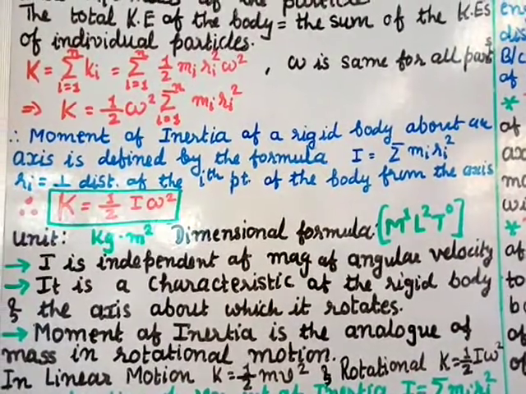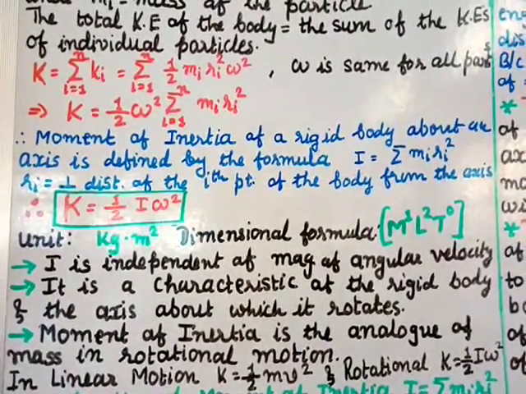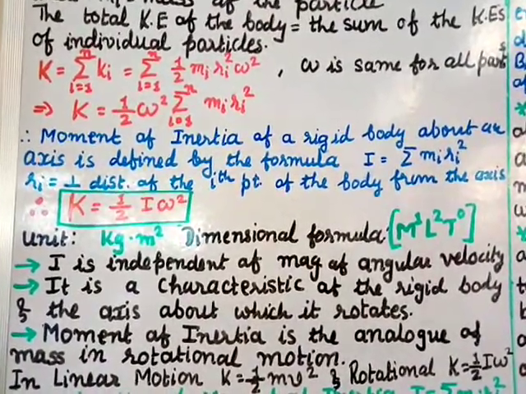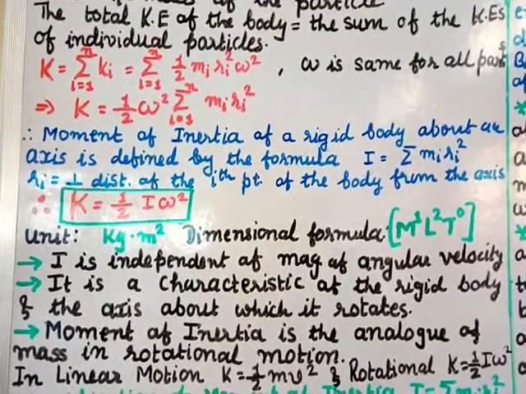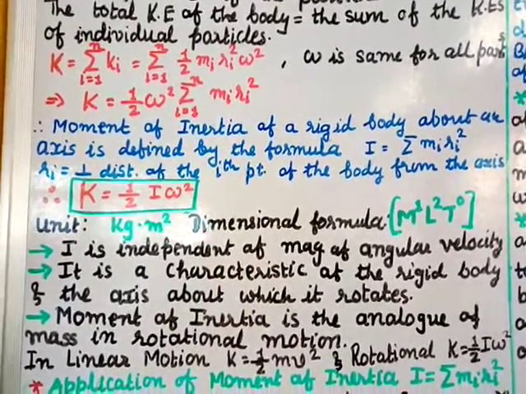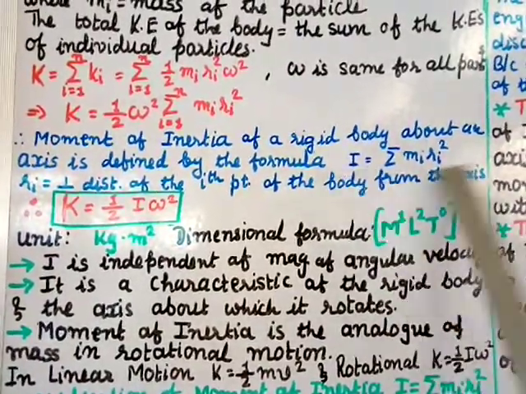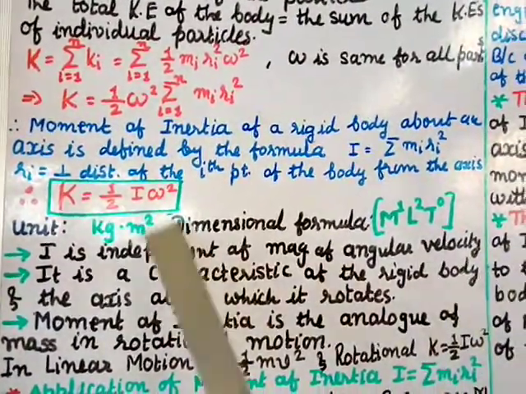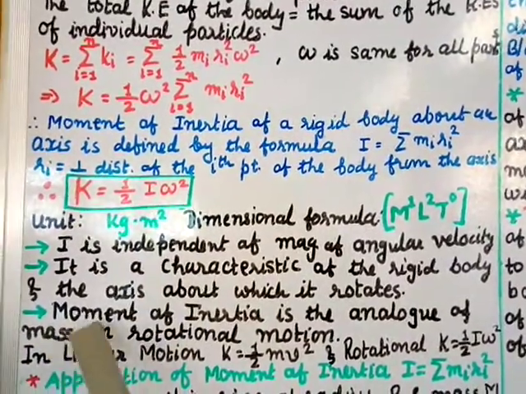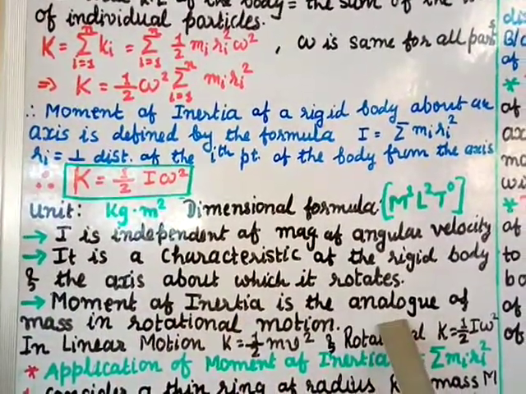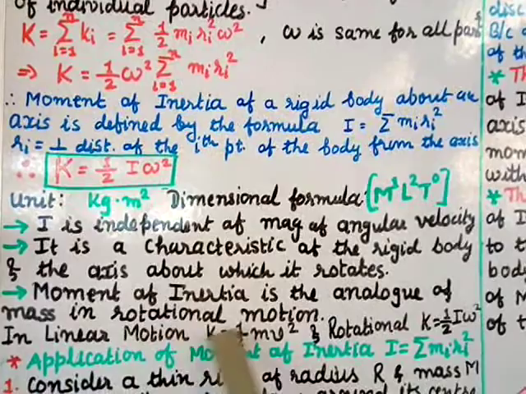So it is a characteristic of the rigid body, plus it also depends on the axis about which it rotates. But it is independent of the angular velocity, because when you define I, there is no omega here. Omega is there in kinetic energy. Moment of inertia is the analog of mass in rotational motion.